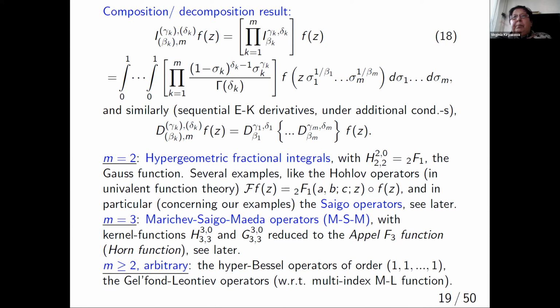And here we have the Saigo operators, which are more popular in the fractional calculus, and also many other hypergeometric fractional integrals. But for m equal to 3, Marichev and later Saigo and Maeda introduced some operators where the kernel function is the Appell F3 function, or call it also the Horn function. And we can see that this function is exactly the kernel function of our general operator for m equal to 3. And for m arbitrary, when we have multi-order integration or differentiation, that is integer but multi-order, we have the hyper-Bessel operators of Dimovski. Next one.